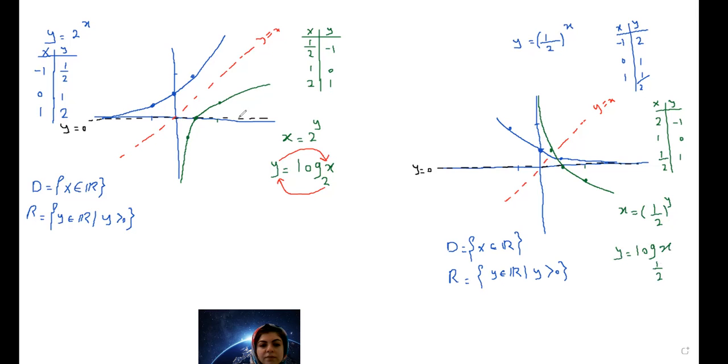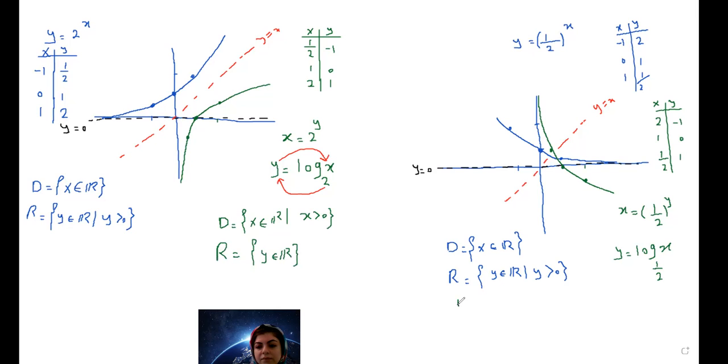Now the key features for this green one. For the domain, as you see, the domain is going to be just positive values of x. x greater than 0. And for the range, the y could be positive, this part covering the positive values of y, and this part covering the negative values of y. y belongs to R, there's no restriction for y.